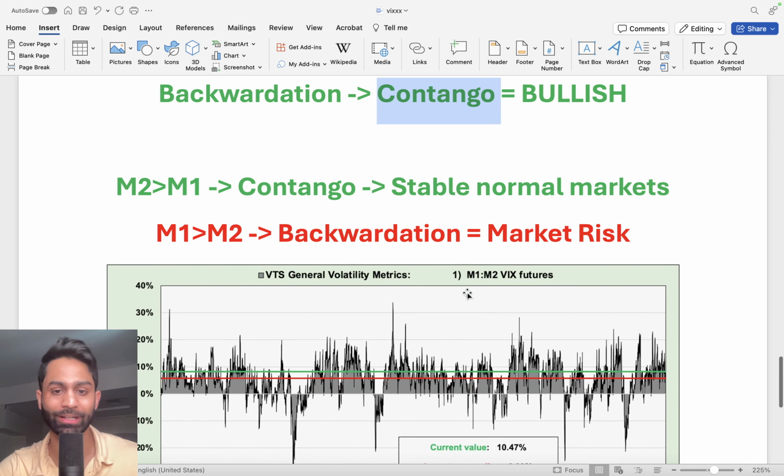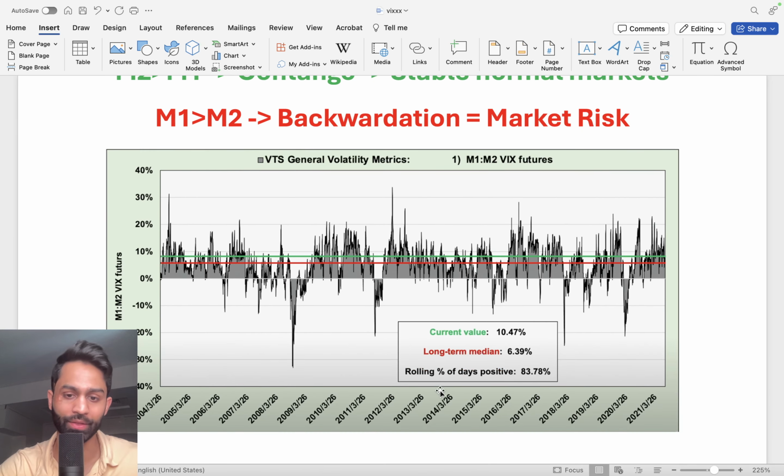And that should not take long because historically, as I said, there is a rolling positive number of 83.78%, meaning only 16% of the times in the history of this index, which we have created going back as far as 2004, we're talking 20 years, has the number dipped below zero. Only 16% of the times. 83% of the times there has been contango, meaning M1 is priced lower than M2, M2 is higher than M1, and as a result, the markets are in a healthy uptrend.